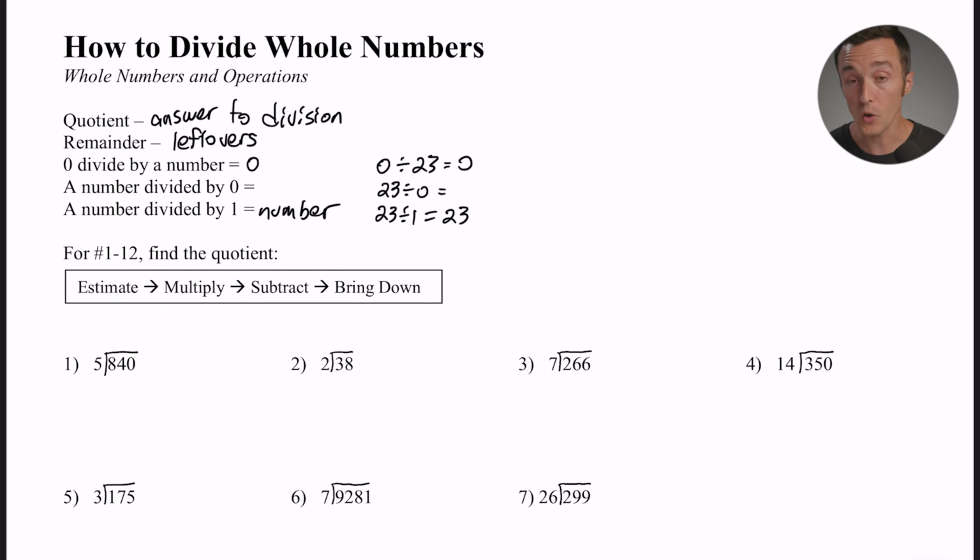Okay, so what's the procedure for this? What sometimes people call long division. And you kind of see it here in the box. The first step is to estimate, then we multiply, then we subtract, then we bring down. And then you repeat that process until you get the final answer, or the quotient. The best way to explain this is to really show you with an example.